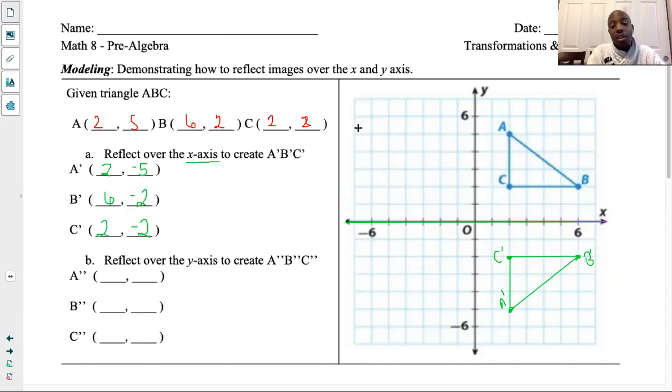Now, the second part of this assignment is not only reflect over the x, you also need to practice reflecting over the y. Now, any given quiz or test I'm going to give you, I may not ask you to do one image over both, but I will have you do it over.